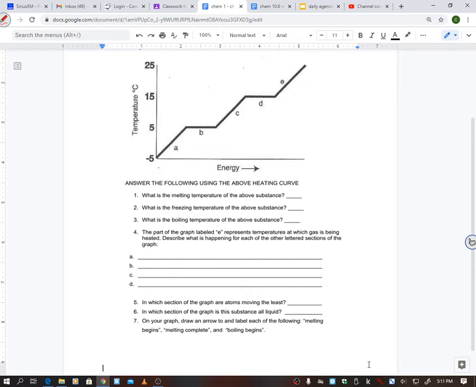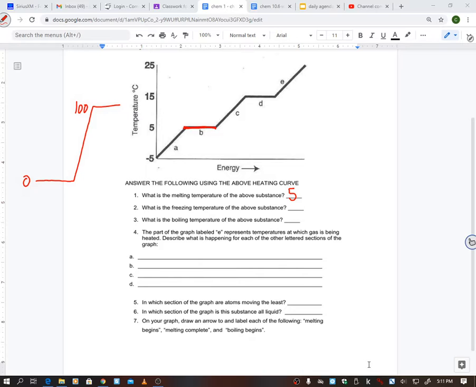Well, in my notes, I did water, and my water looked the same like this, only it was 0 and 100, because that is the melting point and the boiling point of water. So this is obviously some other type of substance. So what is the melting temperature? Well, the melting temperature, this is still melting right there, so it is 5.